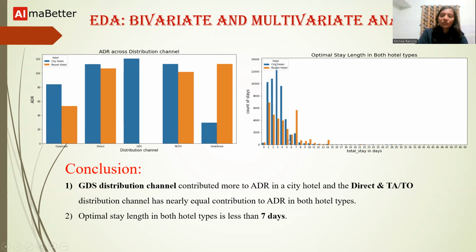Okay. Now the next one is optimal stay length in both hotel types. For that I used a bar plot for visualization, and I got the insight that the optimal stay length in both hotel types is less than 7 days.